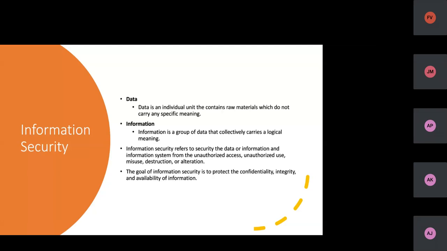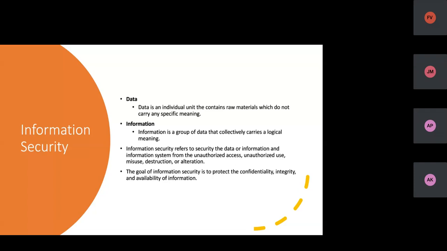What is data? Data is user input. It is basically raw material. It can be said as raw material, unprocessed data. Unprocessed raw materials that we give into a computer are called data. What is information? Processed data is called information. Data that is processed turns into information, which carries a logical meaning. It seems logical to us. It can be read or understood. That's information. Information security is protecting the data and the information from unauthorized access and unauthorized use.